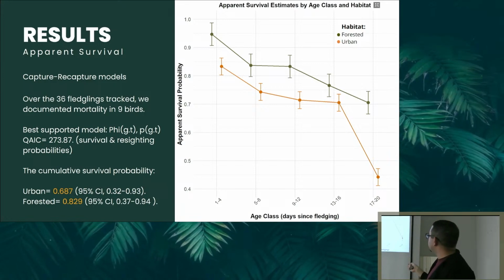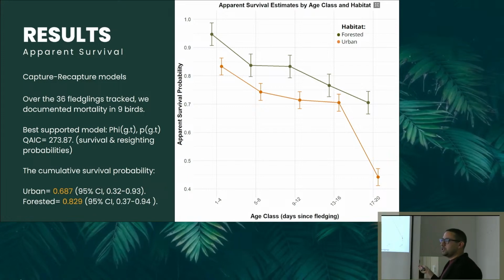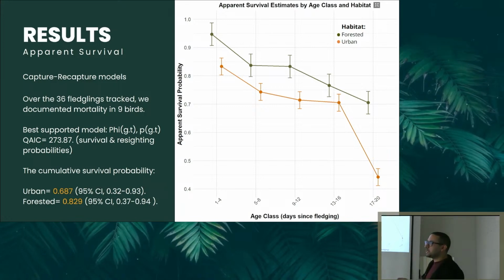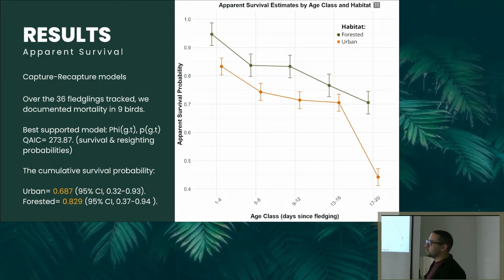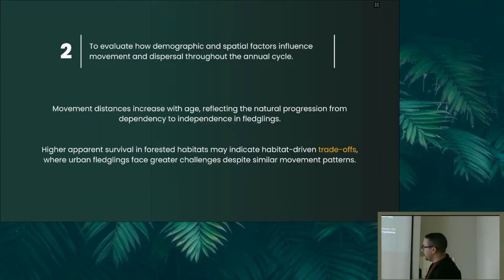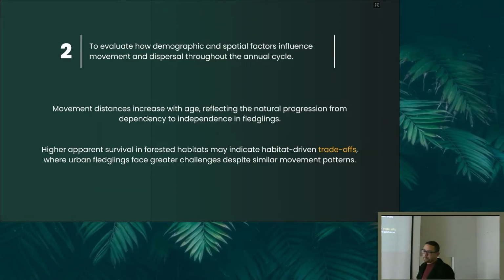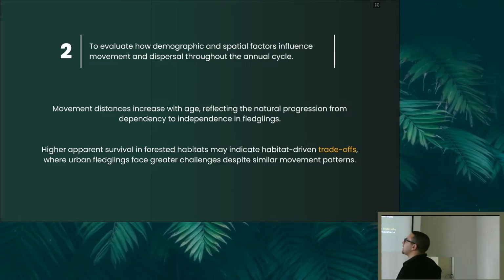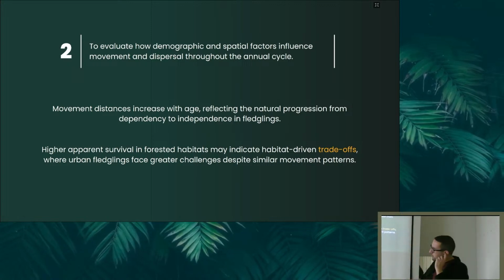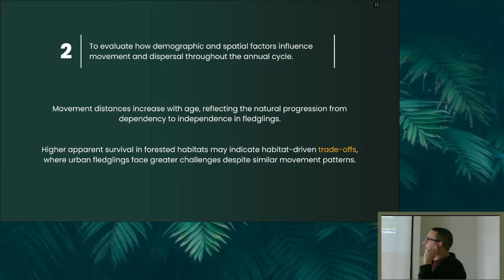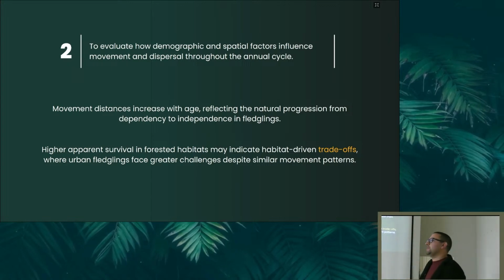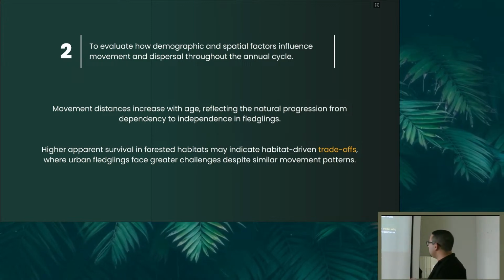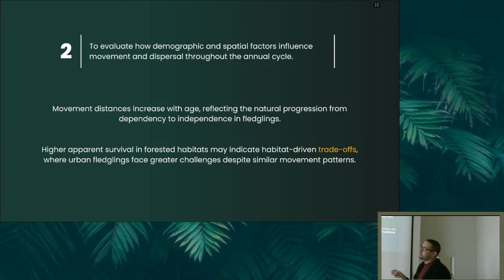And here in our plot, as you probably noticed, we excluded our 6th age class, which was 21 days or more after fledging. We couldn't track forest individuals after 21 days, so we didn't have data to compare them with the urban ones. And just to conclude this second project, we now know that movement distances in the post-fledgling period increase with age, which reflects the natural progression of fledglings from being fully dependent on the parents to becoming fully independent.